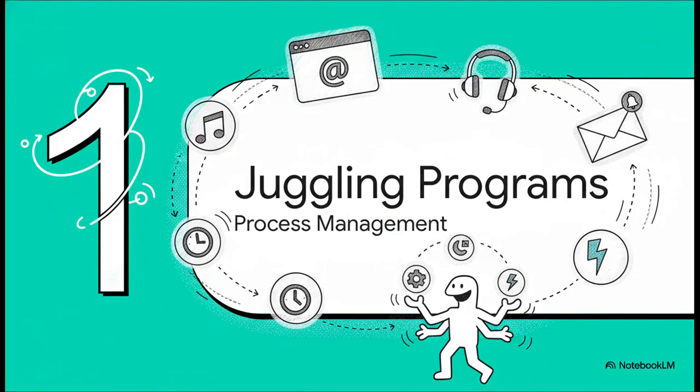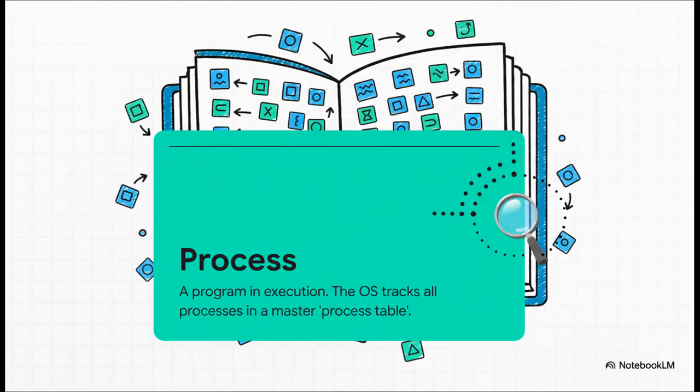First up, process management. I mean, have you ever stopped to think about how you can have a web browser open, be listening to music, and get a calendar notification all at the same time? It really feels like your computer is a master multitasker, but that's actually a clever illusion created by the OS. See, the OS doesn't just see a program, it sees a process, which is just a fancy way of saying a program that's actually running.